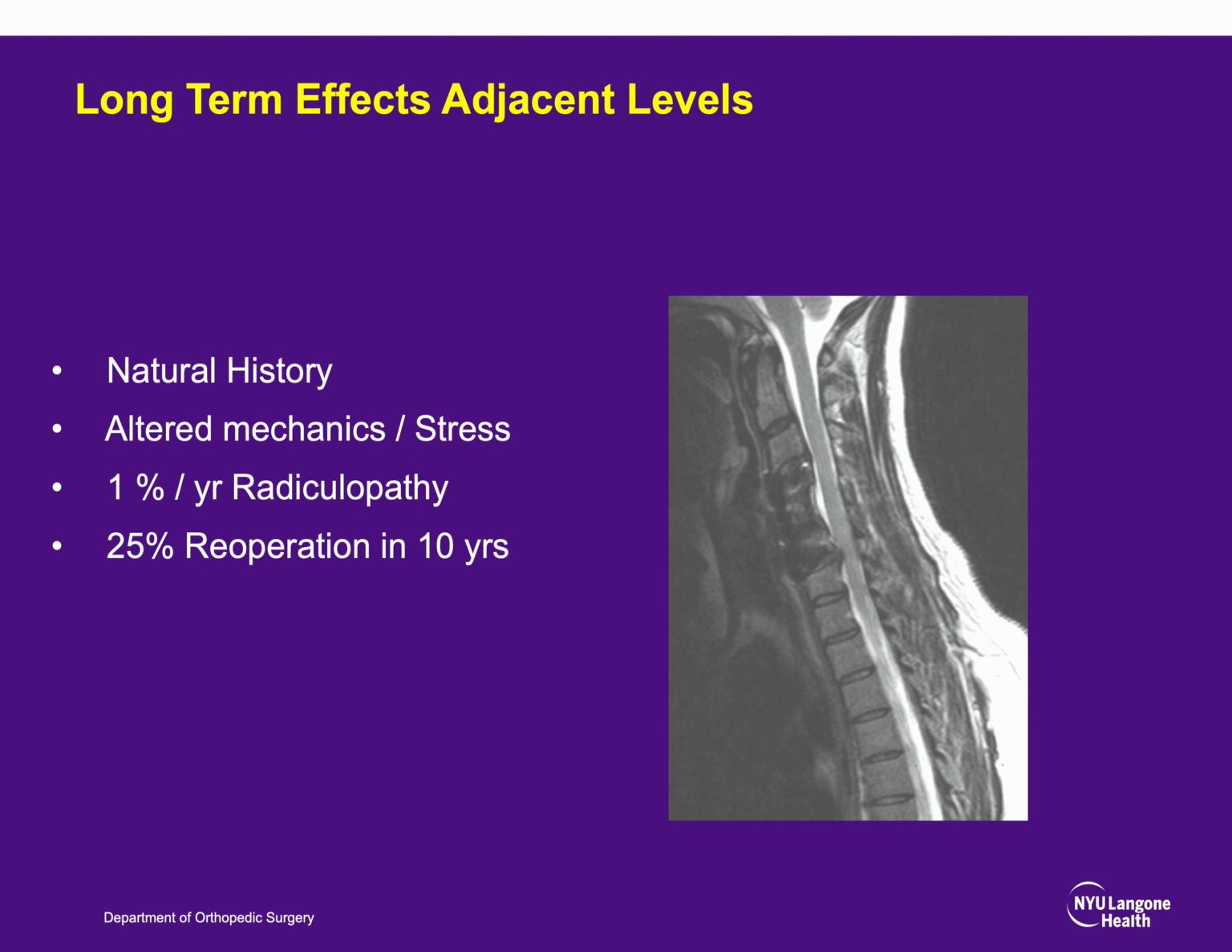So the long-term problem with the anterior cervical discectomy and fusion is that it alters the local mechanics of the cervical spine. It adds stress to the adjacent level, leading to increased risk of degenerative disc disease at the adjacent level at the rate of 1% per year. Incidence of radiculopathy, and it is often quoted that there's a 25% re-op rate in patients with history of anterior cervical discectomy and fusion in about 10 years.